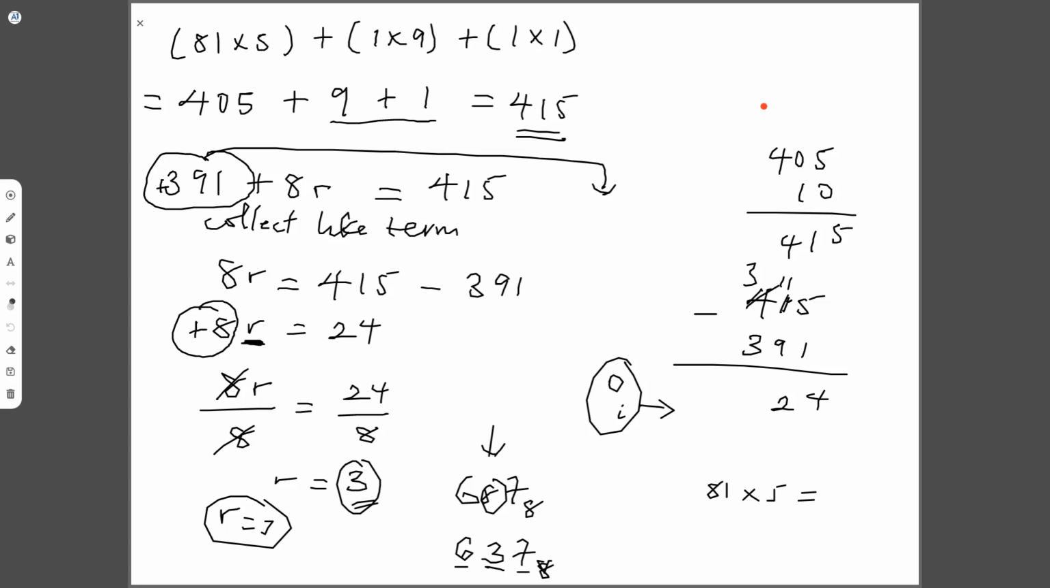So you have to take note of the answer you are getting. Is the answer lesser than the base? 3 is lesser than the base. So R equals 3 is the response for the value of R.